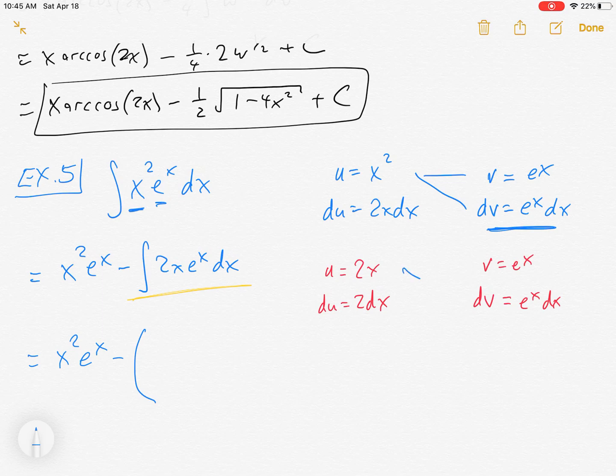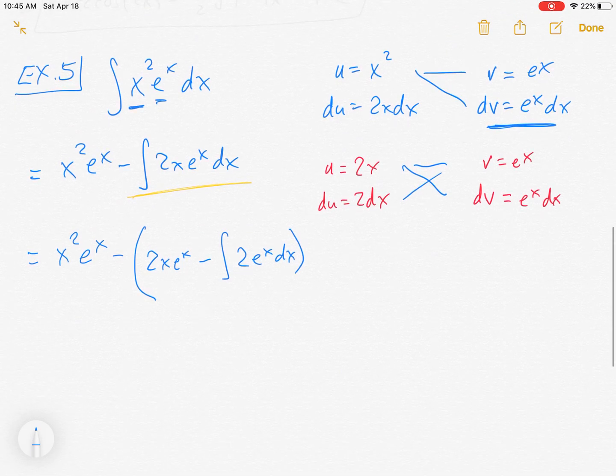So you really have to be careful, we're going to have a bunch of stuff going on here. Big parentheses, right? Because all of this is going to be subtracted. So we did that. Now we do the top of our picnic table, 2x e to the x, minus the integral of the other leg, which is 2 e to the x dx.